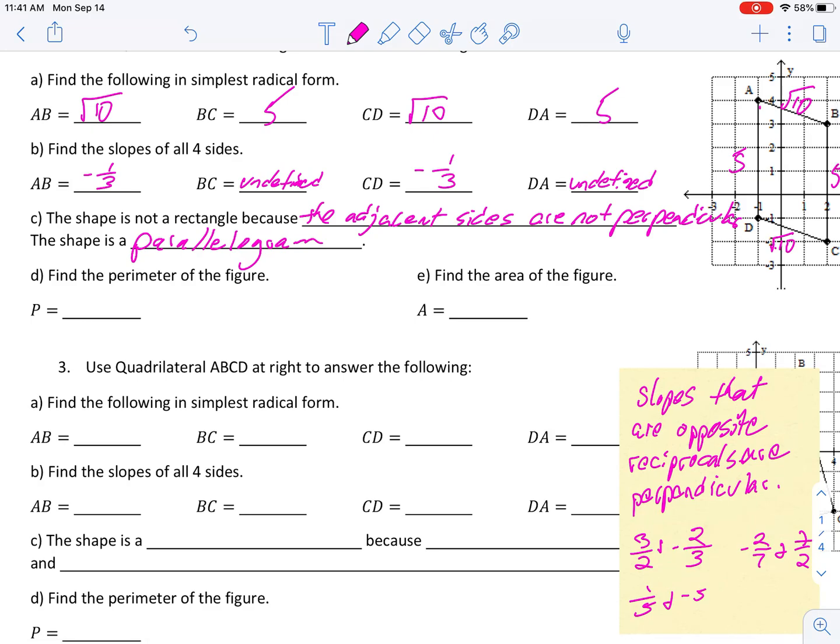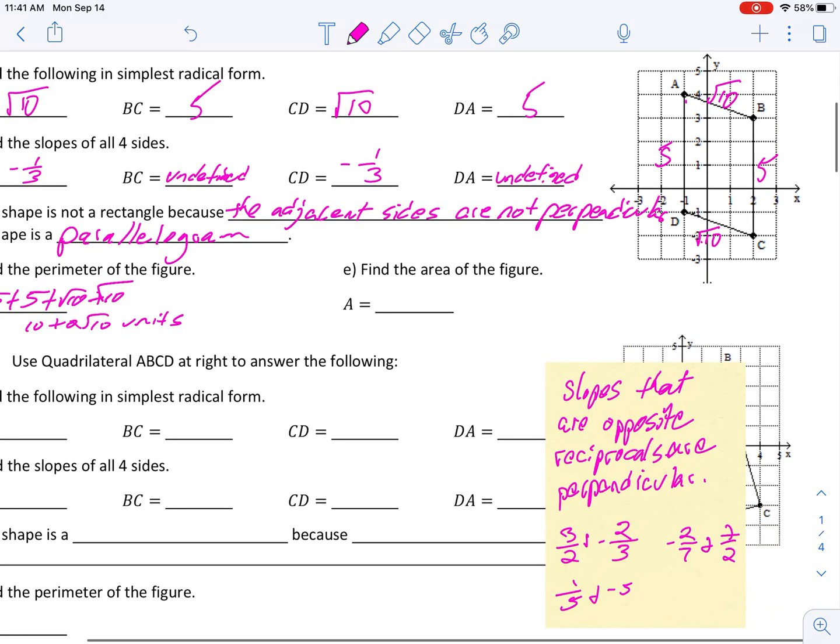Now, we can find the perimeter. Perimeter and area is nice. It reinforces what we've been doing with radical work and also what we've done with perimeter and area. Perimeter, add up the sides. 5 plus 5 plus root 10 plus root 10. Add up like terms. 10 plus 2 root 10 units. Root 10 add together to give you 2 of those, so we say 2 root 10 then.